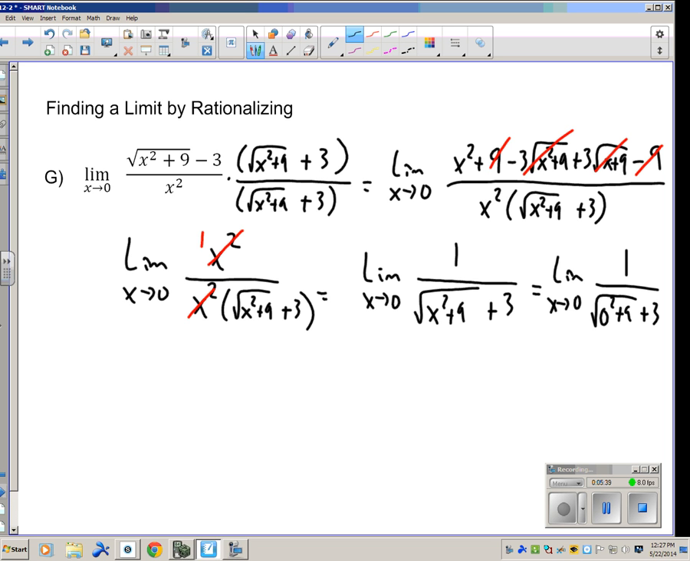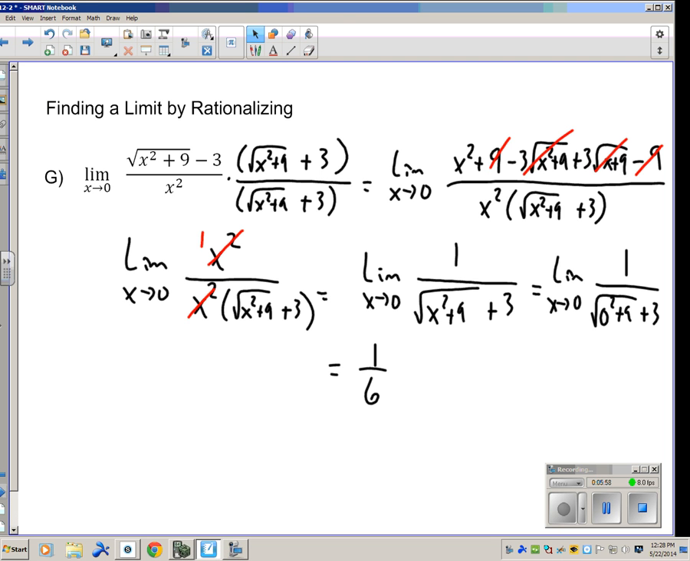So inside that square root there, I'm going to get the square root of 9, which ends up being 3, and 3 plus 3 there is 6. So I end up getting 1 over 6 when I put 0 in there. So my limit ends up being 1/6.